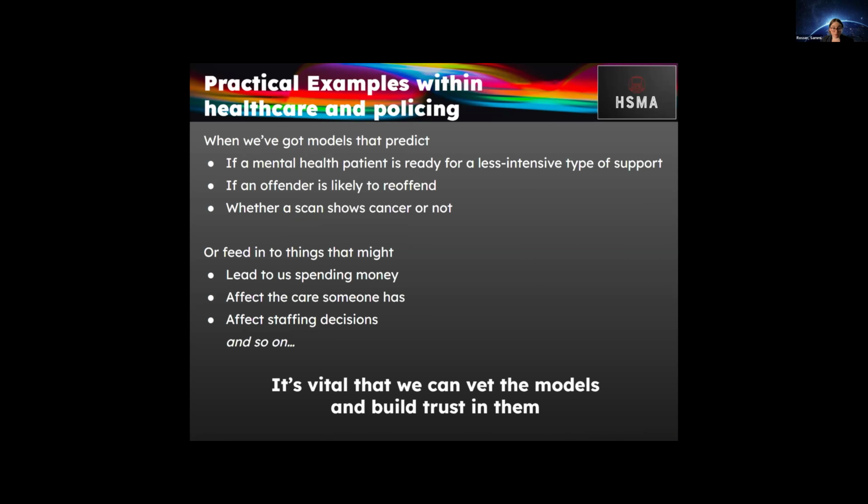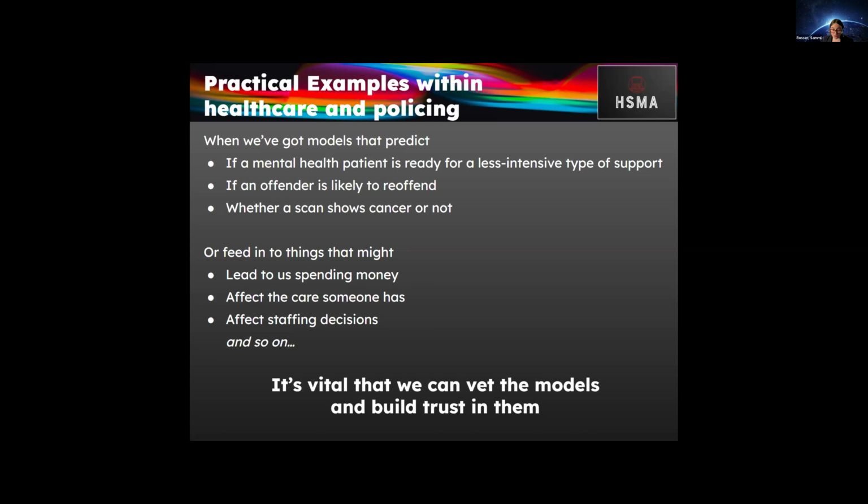So practical examples within healthcare and policing: if we've got models that predict if a mental health patient is ready for a less intensive type of support, if we get that wrong, people maybe step down too early and severe consequences may take place. If we have models which look at whether an offender is likely to reoffend, again, if we get this wrong, if there is inherent bias that is leaking into our model, if there's something wrong with the way that our model is making its predictions, all of these things we talked about in Dan's AI ethics session, again, we need to be able to understand why that is happening. Whether a scan shows cancer or not, if this model is not picking up something important, is this really something that we can put into practice?